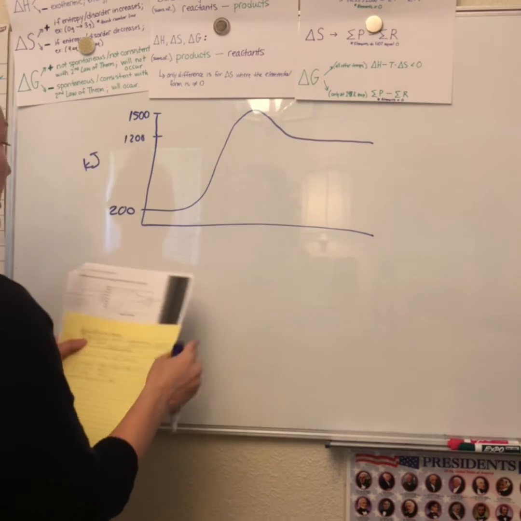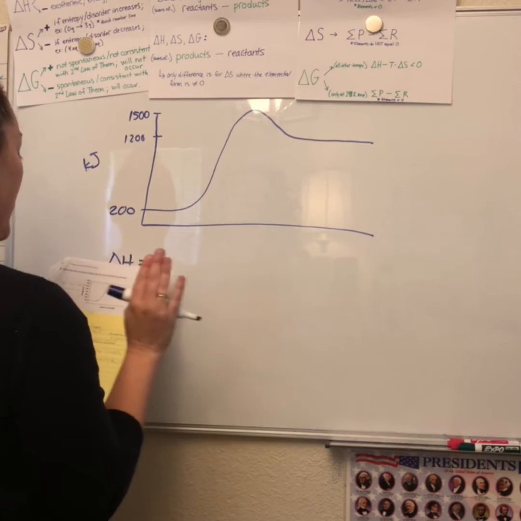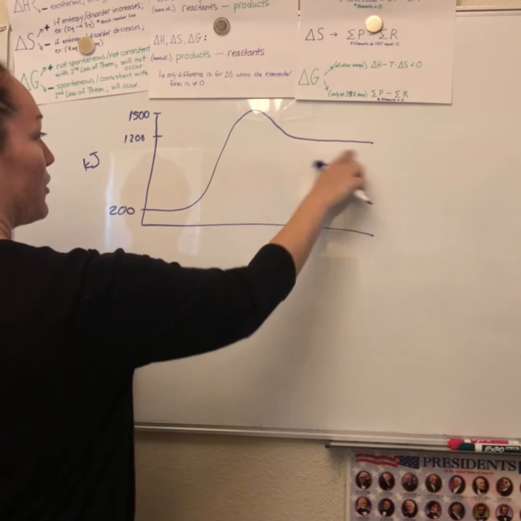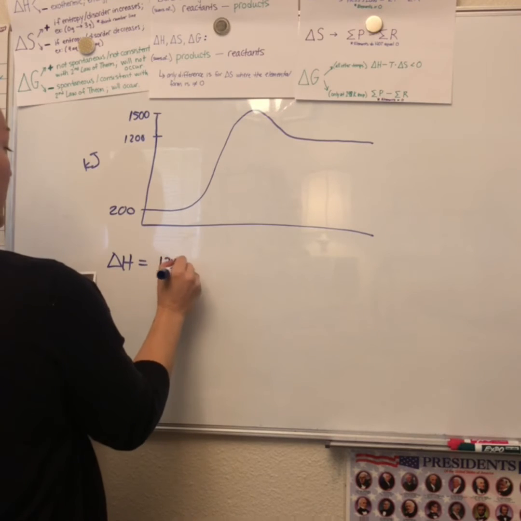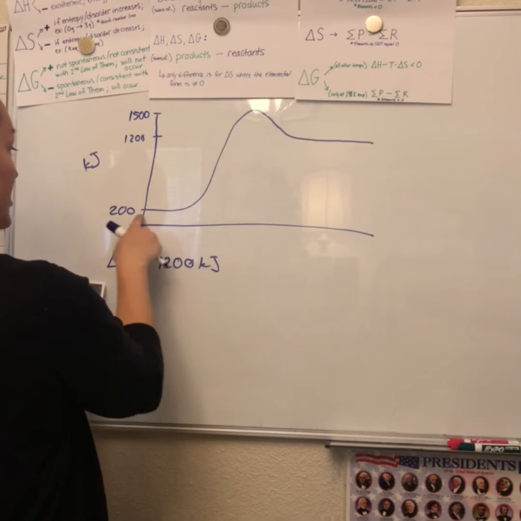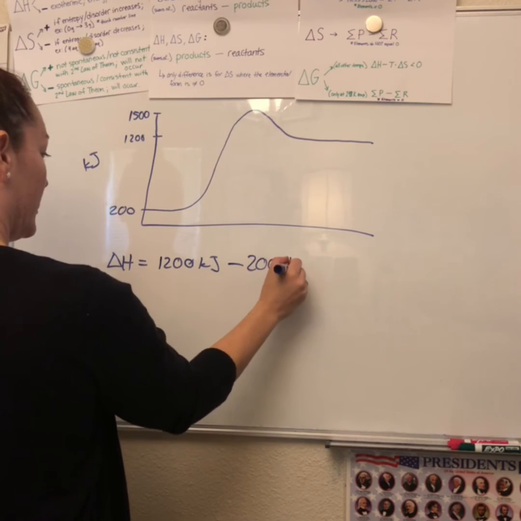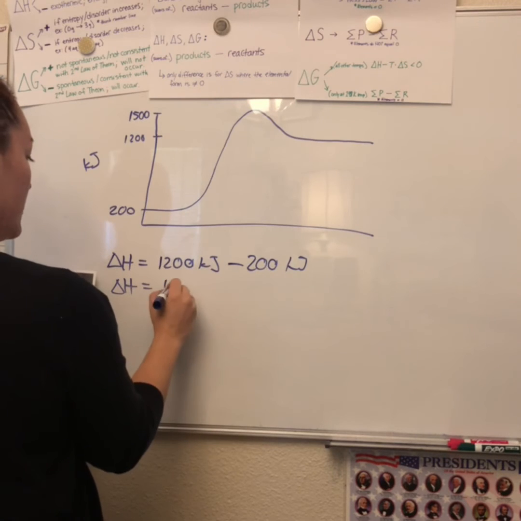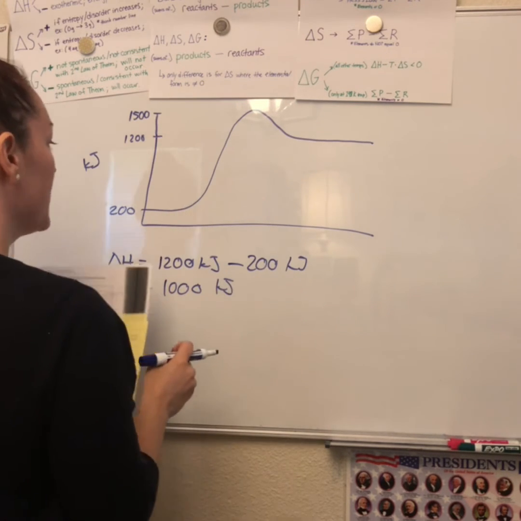So they want you to find the activation energy and the delta H. So first, let's go ahead and find delta H, okay? Delta H is just simply the products minus the reactants. So if I look over here, this is my product side. So I'm going to follow it over, and I've got 1,200 kilojoules. Now I just need to subtract my reactant side, which is down here, which is 200 kilojoules. So it looks like my delta H, if I do this, is 1,000 kilojoules. Okay? That's your delta H.